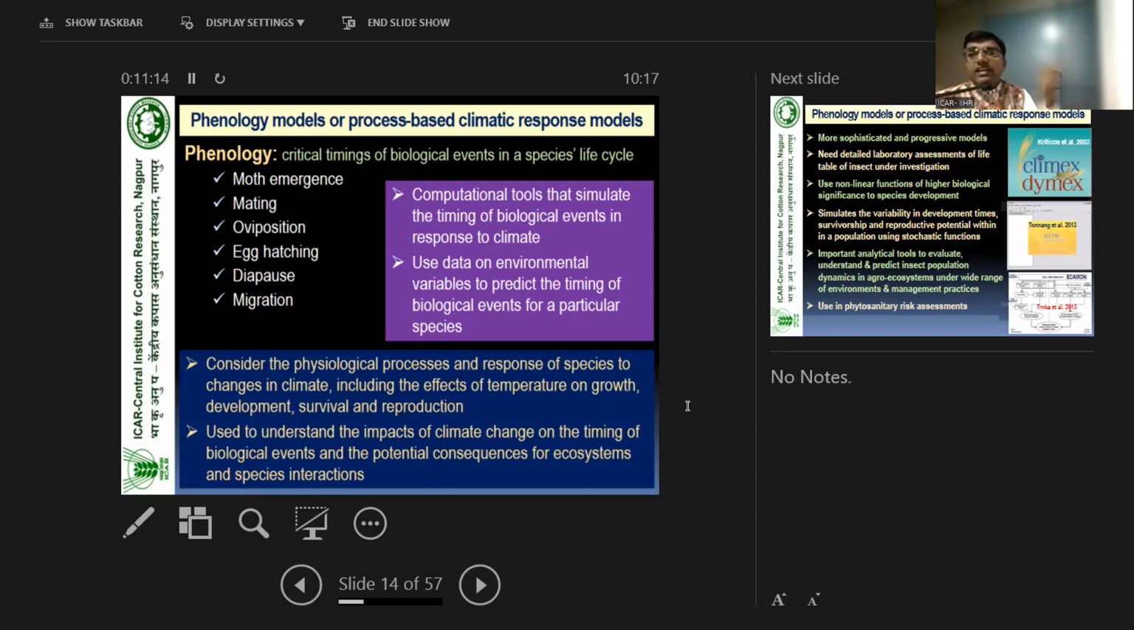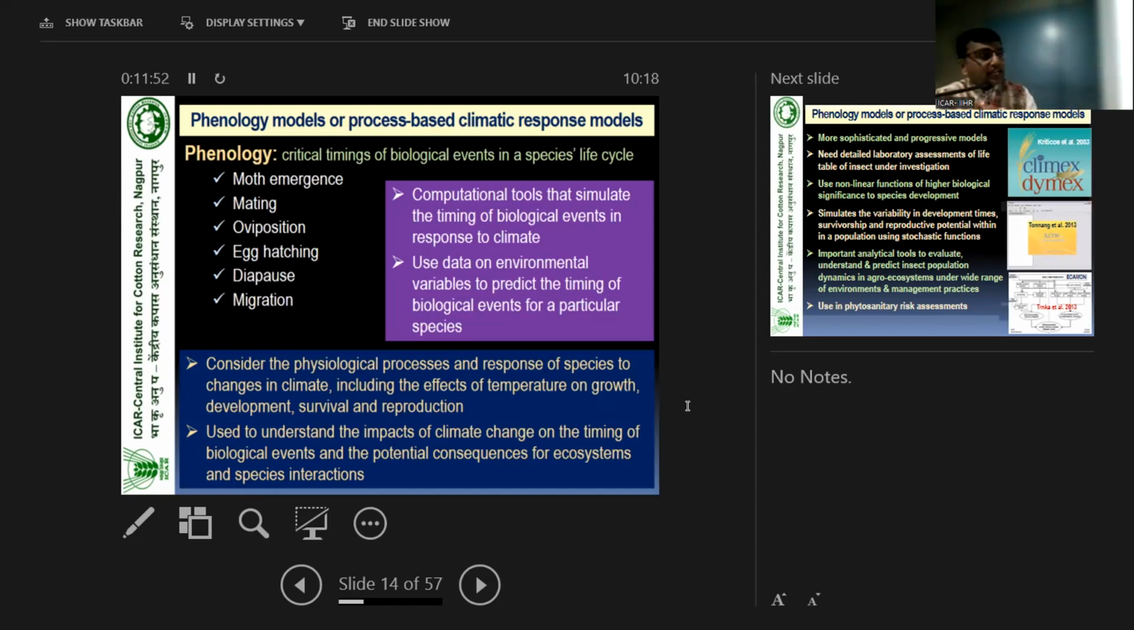Then oviposition is another critical event in the species life cycle to continue further generations. Then egg hatching is very important, particularly in the case of insects that are internal feeders, like our pink bollworm or stem borers in other crops. Once the larva enters the stem or boll, there is no use of spraying chemical insecticides, because efficacy will go down by almost 60 to 80% due to reduced accessibility of the sprayed chemicals to the target site, isn't it? That's why these are critical events that we should target.